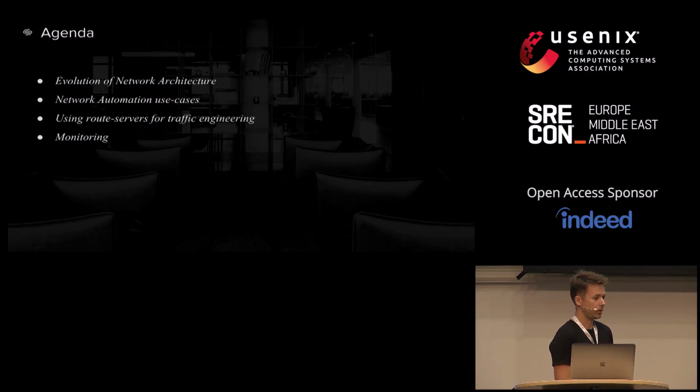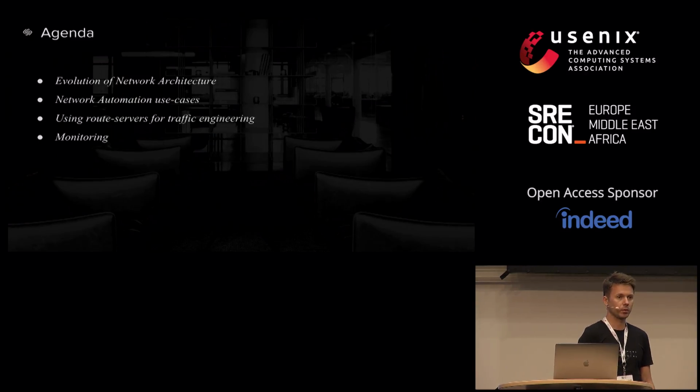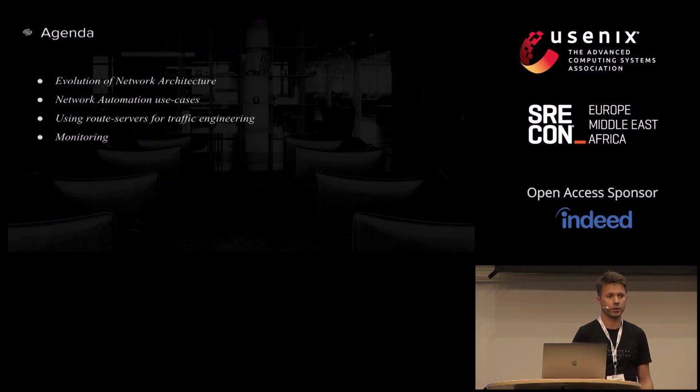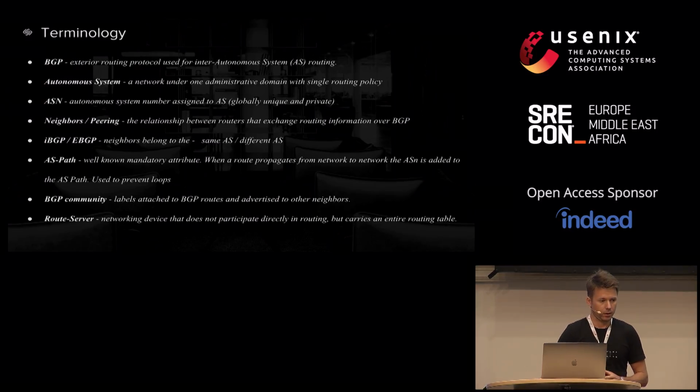In this talk, I'm going to give a quick overview of network architecture at Squarespace. Then I'm going to present a couple of use cases, how and where we apply network automation. I will also show how we use route servers for traffic manipulation and traffic engineering, and show how we do monitoring. In this talk, I will be referring to network routing, dynamic routing protocol, specifically BGP.